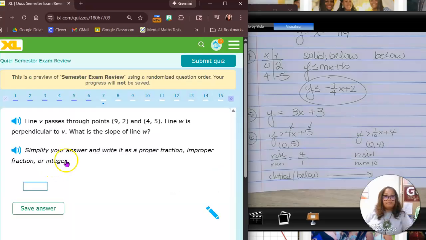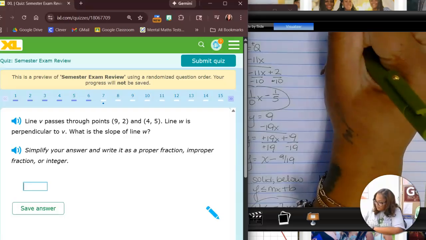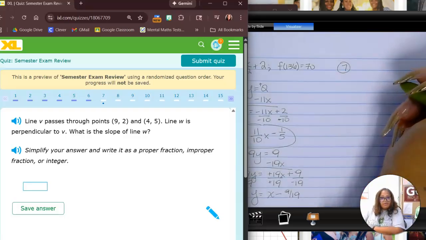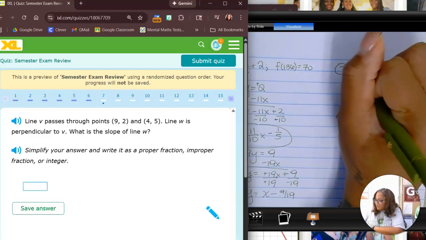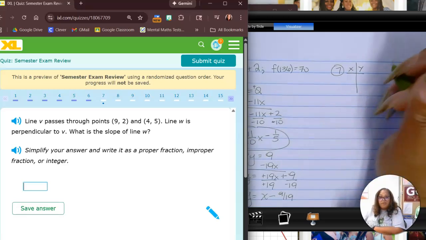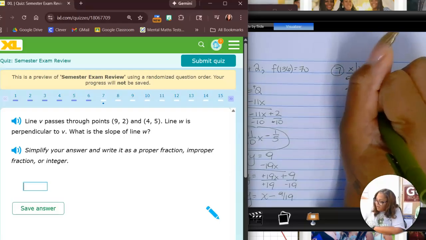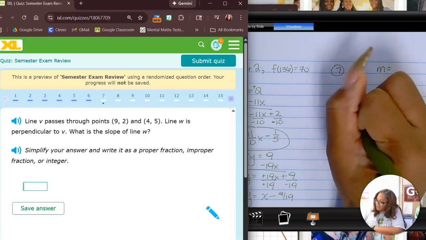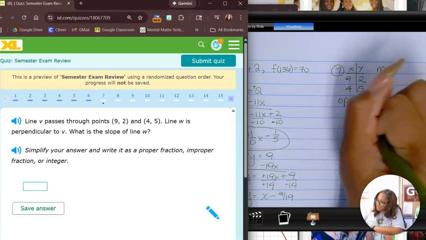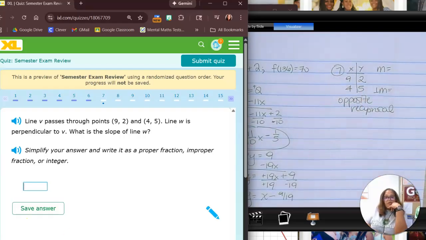Save. Line B passes through the points (9, 2) and (4, 5). Line W is perpendicular to it. Number 7. What is the slope of line W? So make your table x, y. My first point is (9, 2), and then (4, 5). My slope is something, and then my perpendicular slope is the opposite reciprocal. So that means I have to change the sign and flip it.